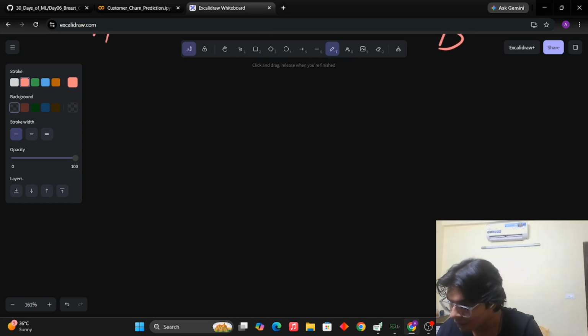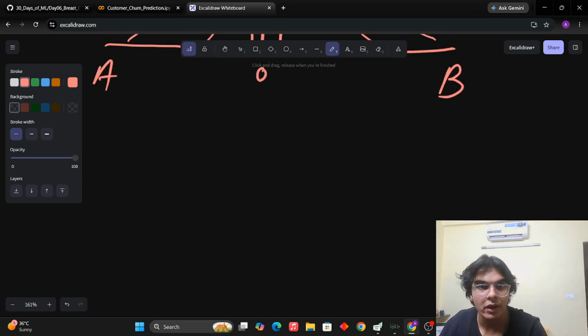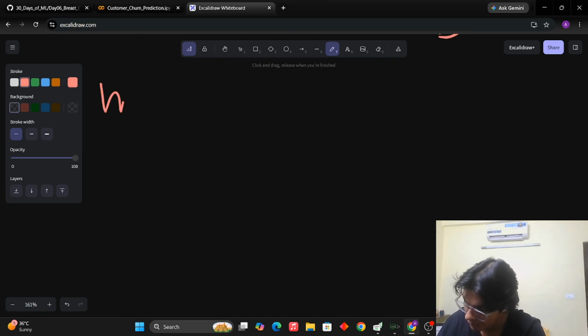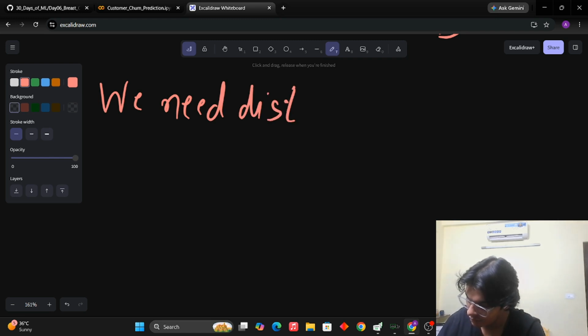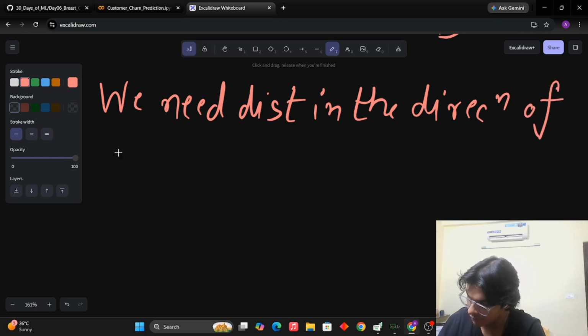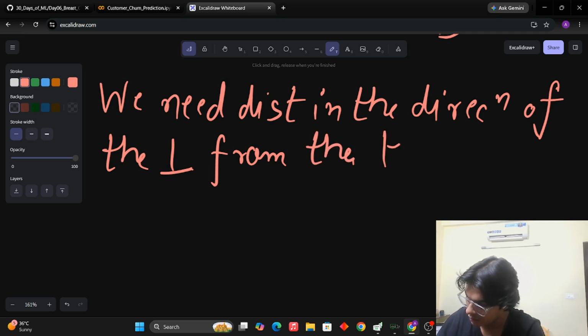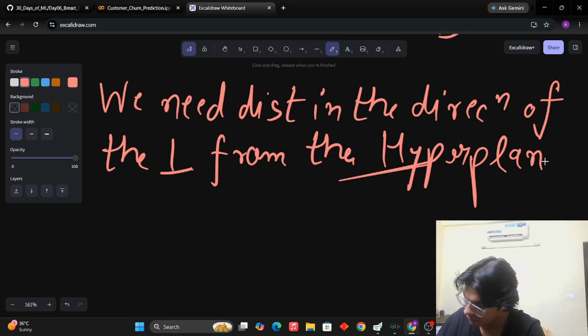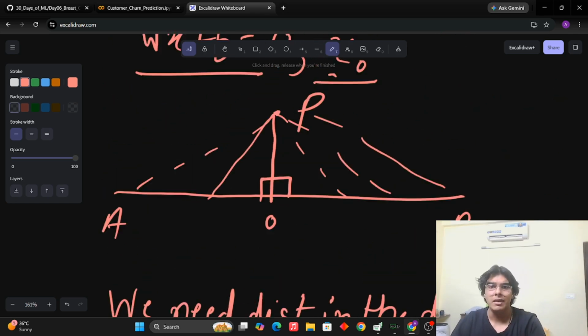So to find the distance from the hyperplane Wx plus B to x naught, we need the distance in the direction of the perpendicular from the hyperplane. Okay, so what does this mean?